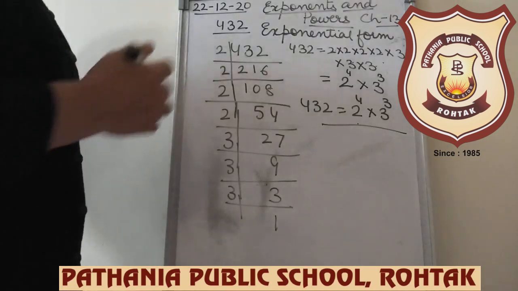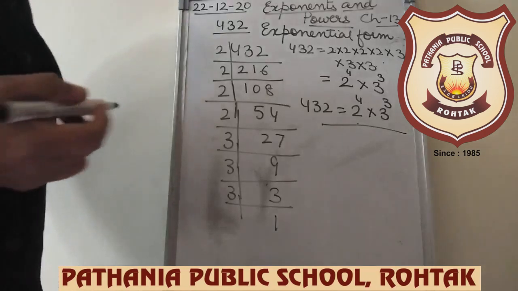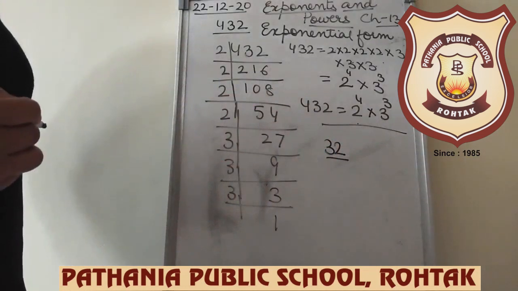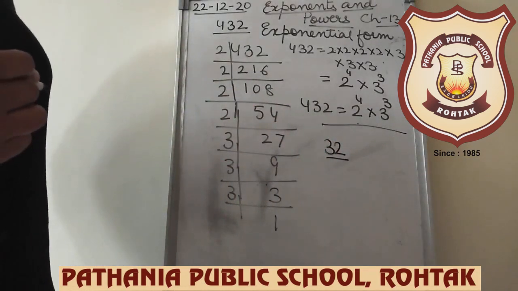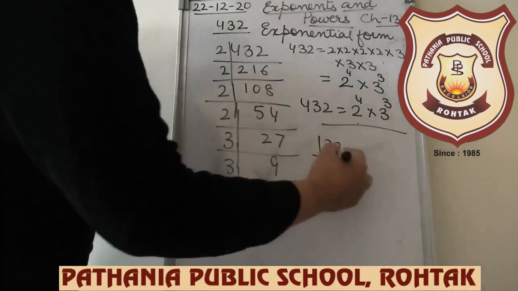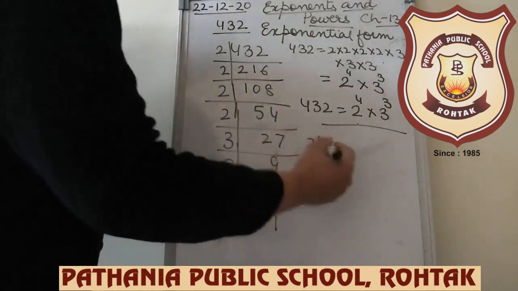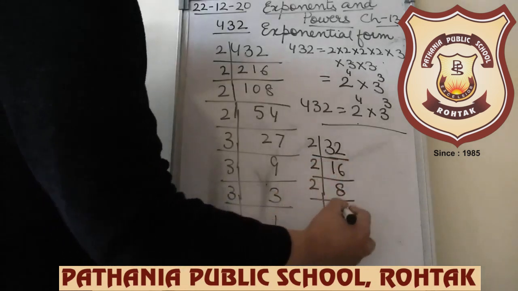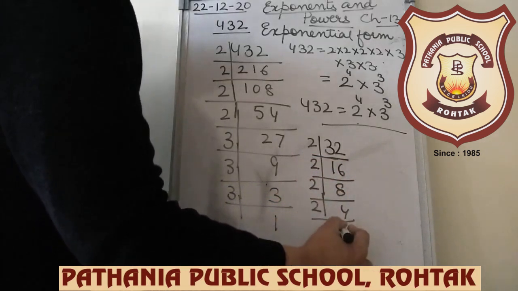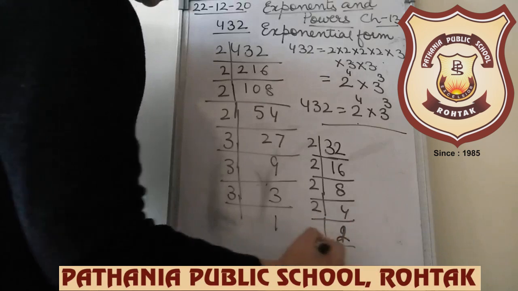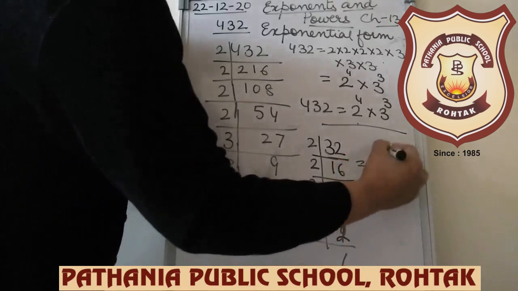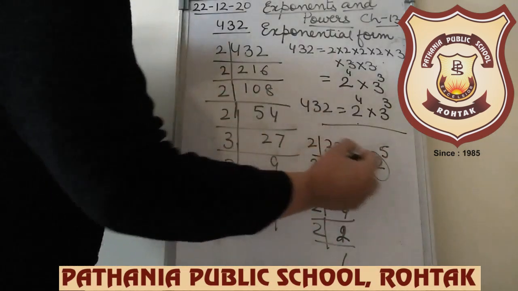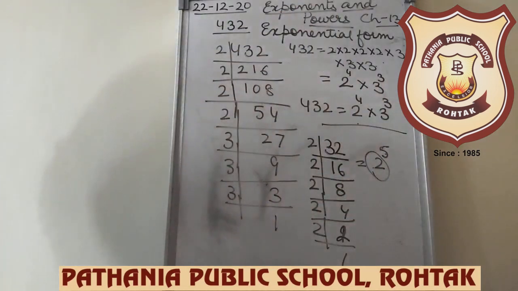Now if I say express a given number, as I say 32, express this as a base 2 number. So write the prime factors, divide it with only 2. So 2 raised to the power 5 is the expression of 32 with base 2. Clear?